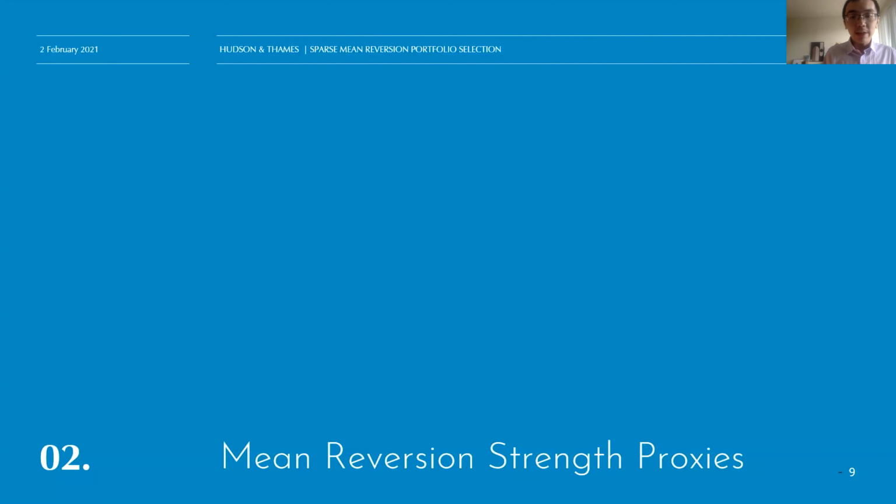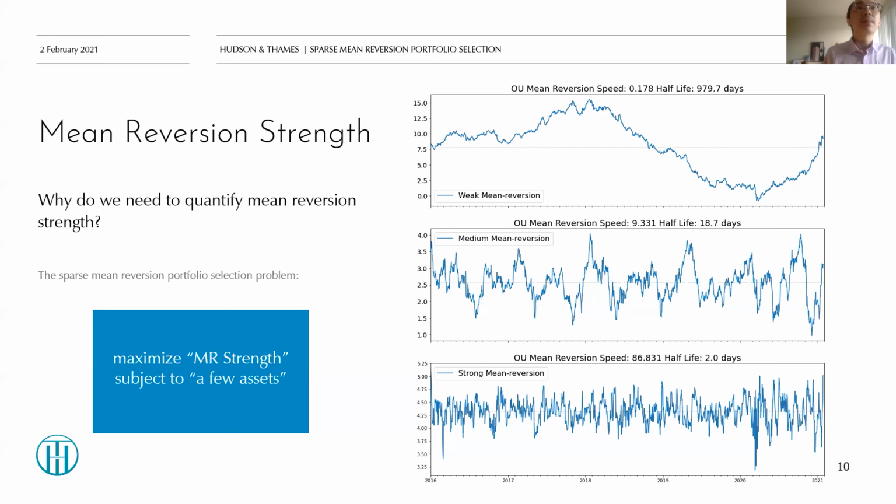So one key factor here is we need to quantify how strong the mean reversion is. Here you can see three examples. The first portfolio is a weak mean reversion portfolio. You can see it will take more than 2 years, almost 3 years, to mean revert.